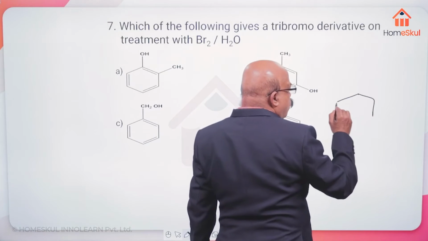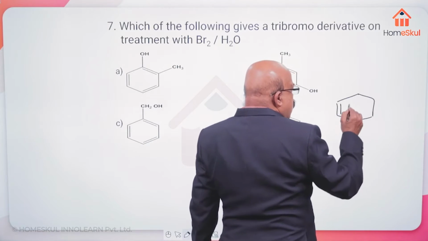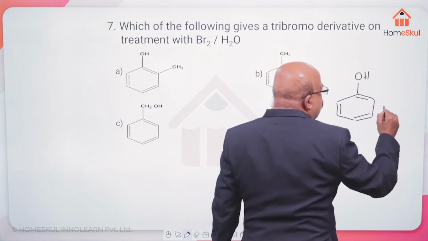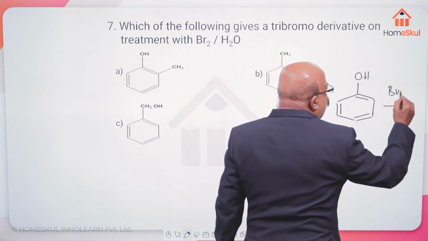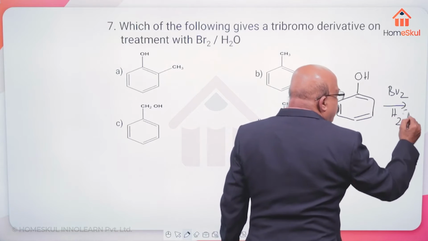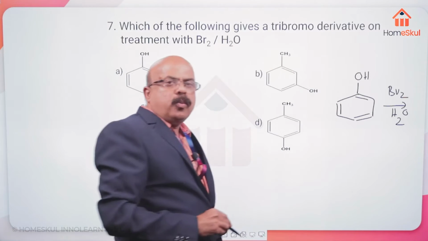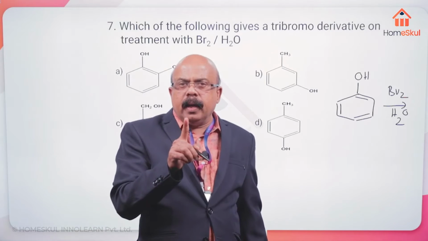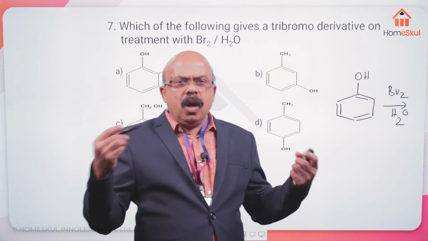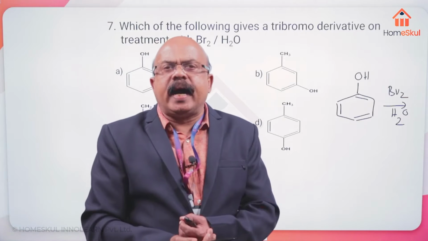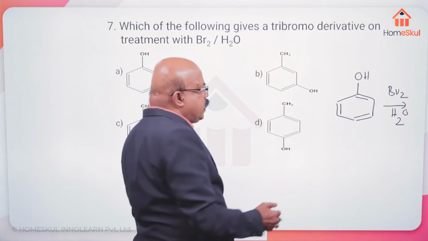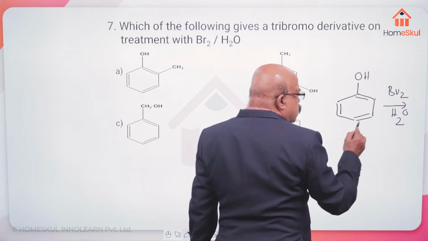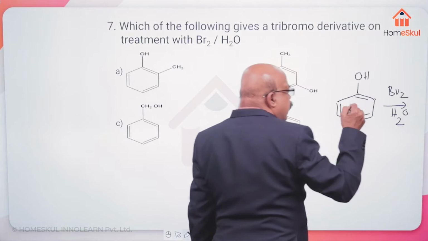So phenol can undergo an electrophilic substitution reaction with bromine water, and a tribromo derivative will be formed. A tribromo derivative can be given by phenol only if both the ortho positions and the para position, all these three positions, are free.